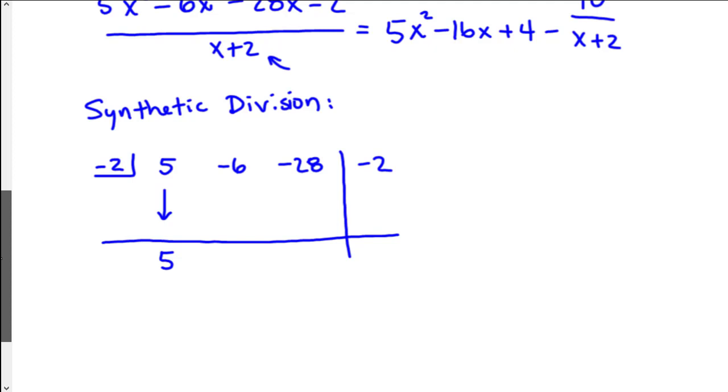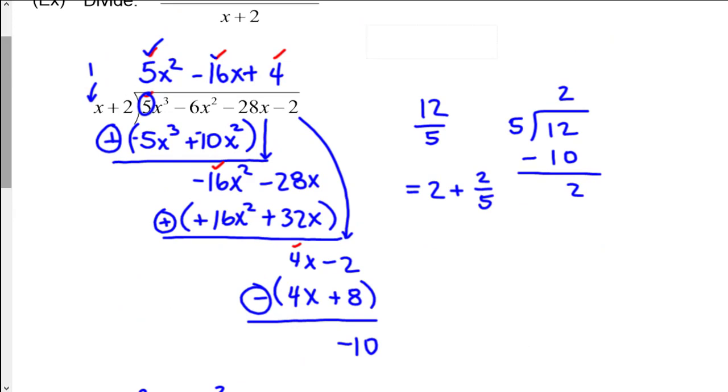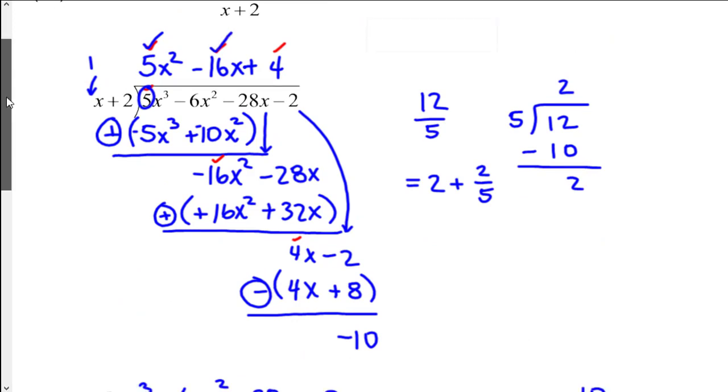But now this number gets multiplied by the negative 2. So if I do 5 times negative 2, that gives me negative 10. And that's what I place right here. And the negative 6 and negative 10 now get added. So that gives me negative 16. So notice the negative 16 was my second value in the quotient.